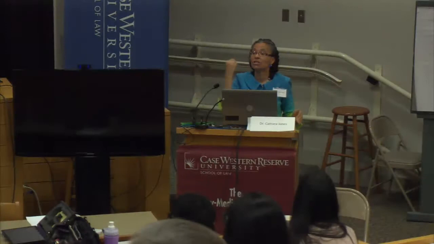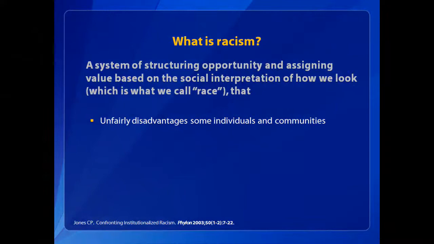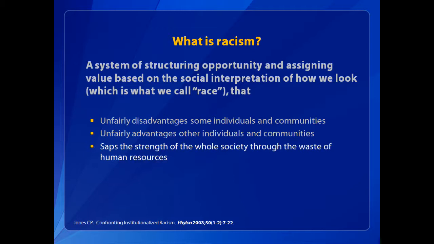What are the impacts of this system of structuring opportunity and assigning value based on race? Well, it unfairly disadvantages some individuals and communities, but it doesn't take long to recognize that every unfair disadvantage has its reciprocal unfair advantage. So it also unfairly advantages other individuals and communities. And then whether or not you're in a group that's being unfairly disadvantaged or unfairly advantaged, this system is sapping the strength of the whole society through the waste of human resources.